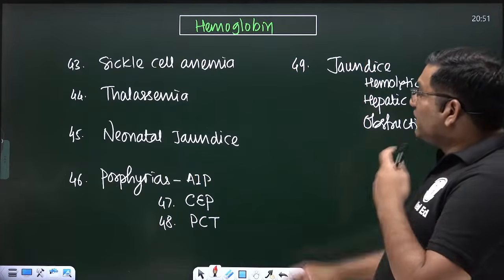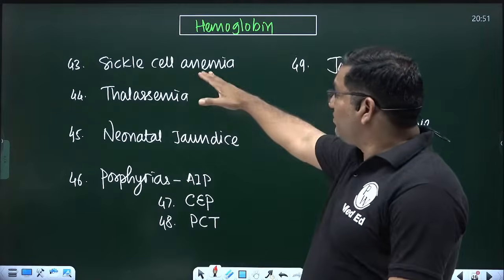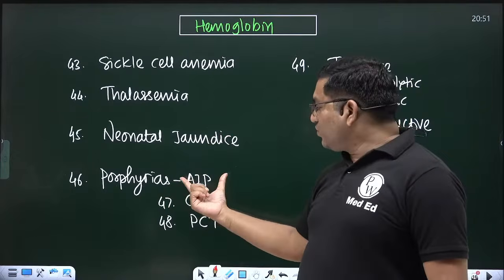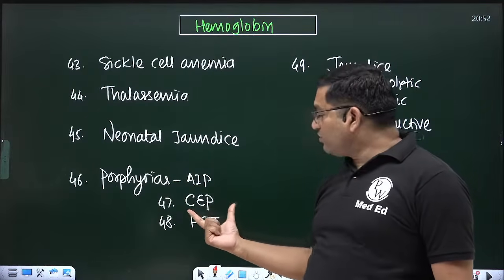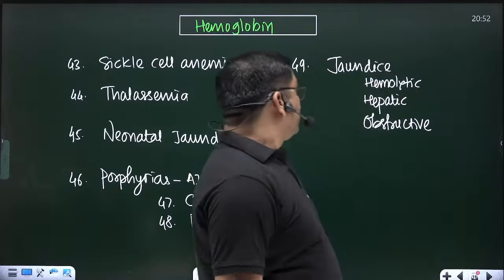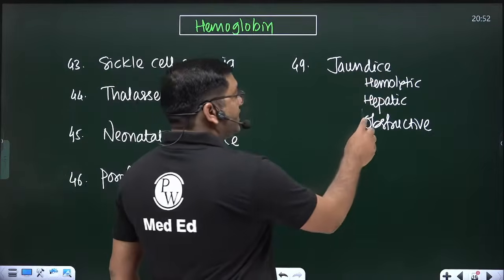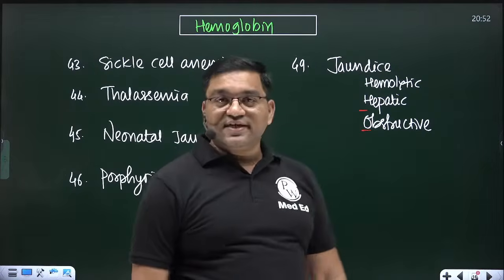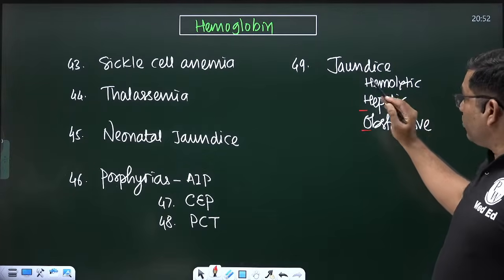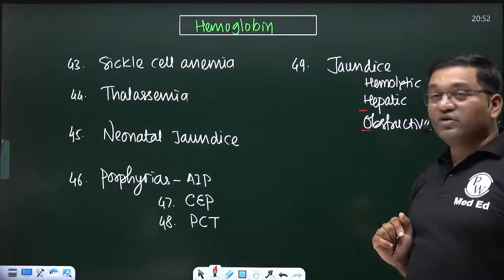Now see, hemoglobin is all about the clinical cases: sickle cell anemia, thalassemia, neonatal jaundice, and porphyrias, that is acute intermittent porphyria, congenital erythropoietic porphyria, and porphyria cutanea tarda. These are the important clinical cases. Porphyria, and three types of jaundice: hemolytic, hepatic, obstructive. Hepatic and obstructive we already discussed in the enzyme topic. So this jaundice is the connecting link between the liver function test, the hemoglobin topic, and the enzyme topic. This is very, very important, remember this.